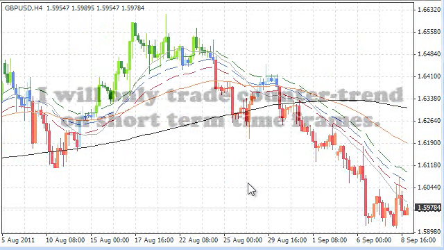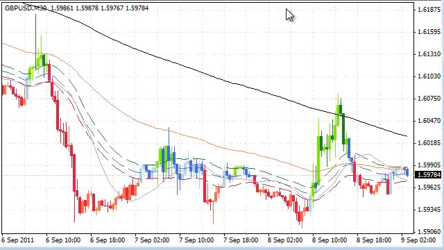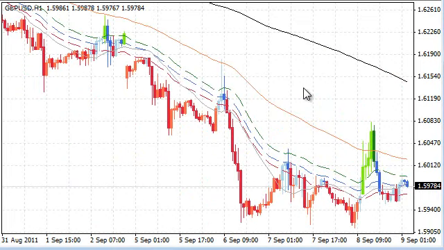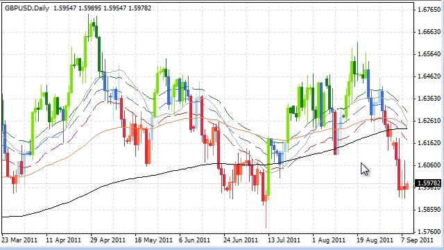This is important because I will only trade counter trend on short-term time frames like the 5, the 15, and the 30. The 60 I sometimes will trade counter trend, but for the most part the guideline is not to trade counter trend on the 60, and the 240 is a definite negative on trading counter trend. So if the daily time frame is now showing me a bearish directional bias, then I've got to understand that any long position, any buying entry, really now has to be limited to the 5, 15, or 30-minute time frame.